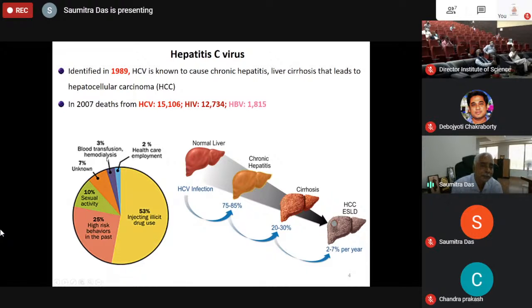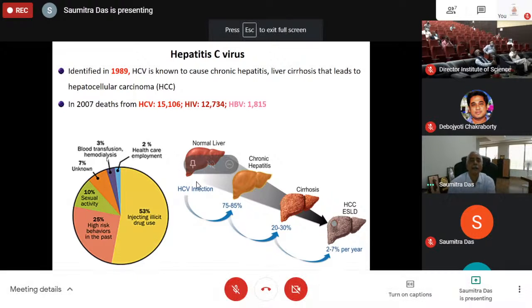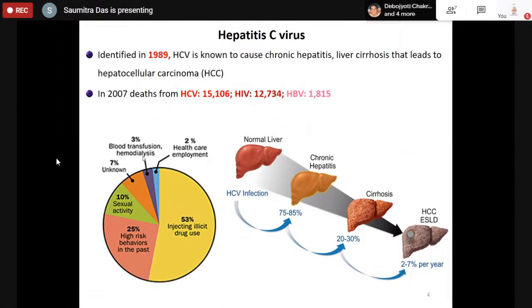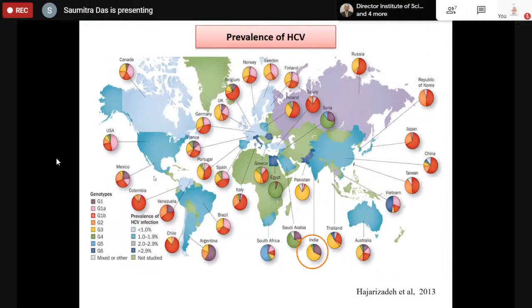was actually blood transfusion, hemodialysis. Unknowingly, unfortunately, people have got it into the population, as I told you, because it was not mandatorily detected. And 2% cases were actually healthcare employment. And soon, this virus was actually found to be spread all over the world.